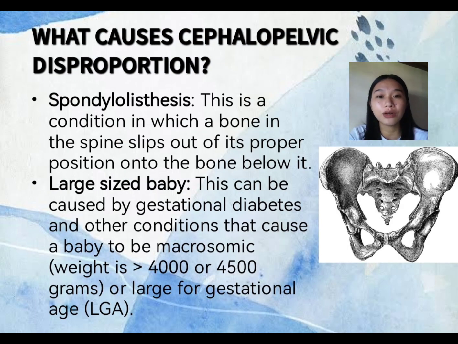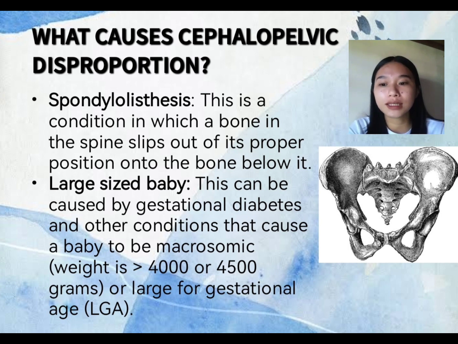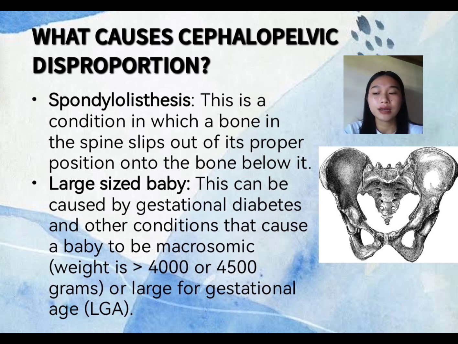Next, we have spondylolisthesis. This is a condition in which a bone in the spine slips out of its proper position onto the bone below it. Spondylolisthesis can be caused by degeneration, trauma, or a congenital defect. Next, we have the large size baby. This can be caused by gestational diabetes and other conditions that cause a baby to be macrosomic. A baby weighs 4,000 to 4,500 grams or is large for its gestational age.